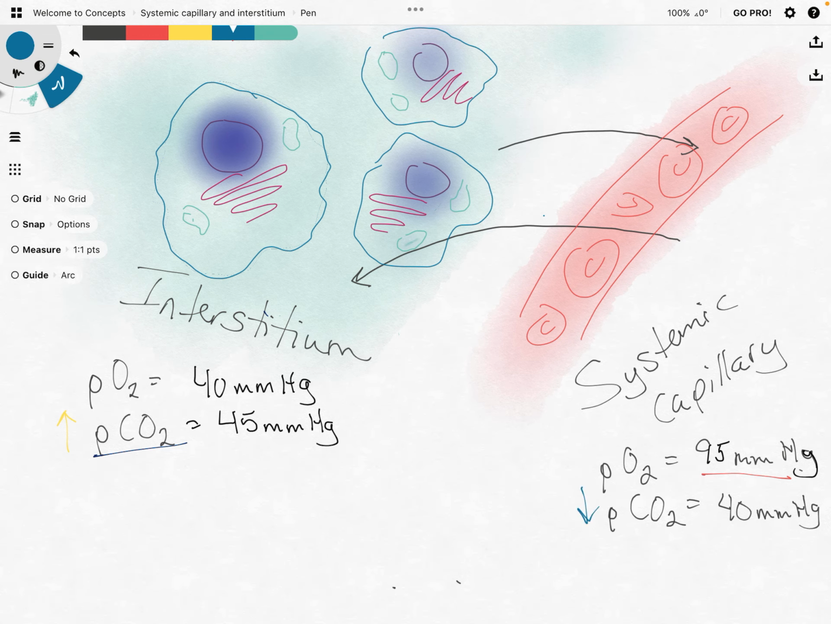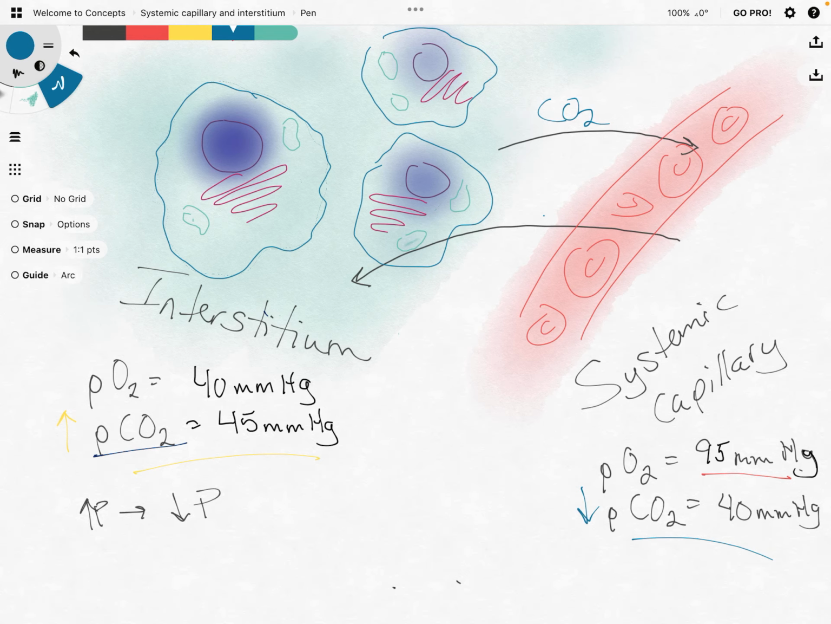Partial pressure of carbon dioxide, I'm going to focus on that one first. It is lower in systemic capillaries, but it's actually higher in the interstitium because we are generating carbon dioxide as a byproduct. So again, it favors going from high to low. Always remember that. We go from high to low in terms of pressure or partial pressures. So we're going to see movement of carbon dioxide from the interstitial fluid, from these body tissues into the systemic capillary.